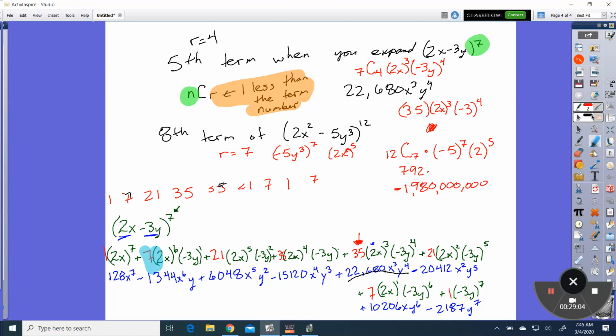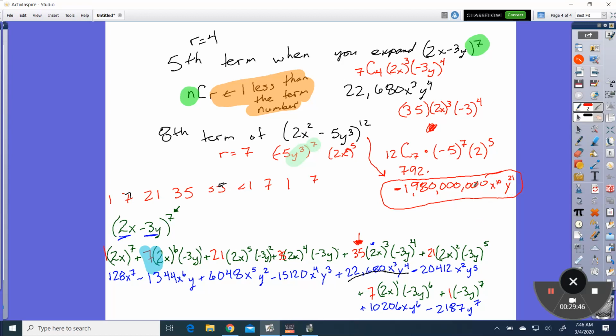Now, John, you asked about this part, right? The y cubed to the 7th. What's y cubed to the 7th? Power to a power, you multiply. So that's going to be y to the 21st. X squared to the 5th becomes x to the 10th. So this is the 8th term of this thing expanded. And that's what it'll look like on your final, most likely.